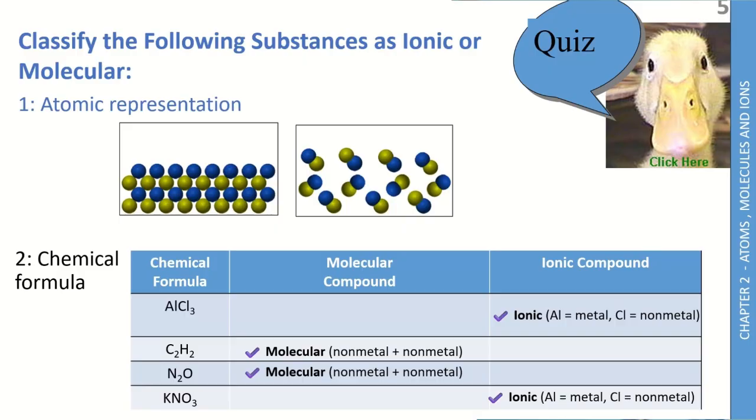Let's practice a little bit more. Look at this atomic representation and tell me which one is ionic and which one is molecular. Yes, you're right. The first one is ionic. It has a lattice structure. Have a bunch of positive and negative charge, but the other one is molecular.